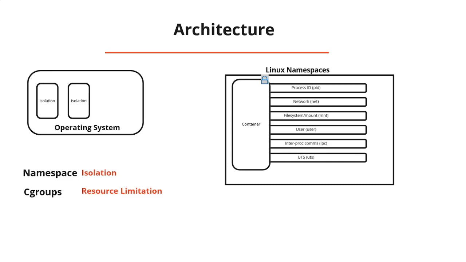IPC lets processes in a single container access the same shared memory, and UTS gives a container its own hostname. And user namespace lets you map the account inside a container to different users on the host, like mapping the container's root user to a non-privileged user on the host. So basically these two technologies, namespaces and control groups, are what make containers functional.